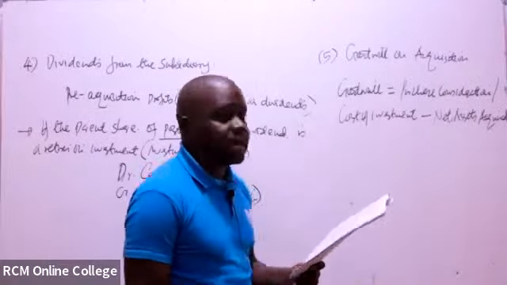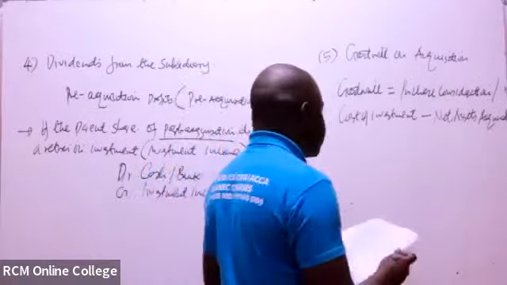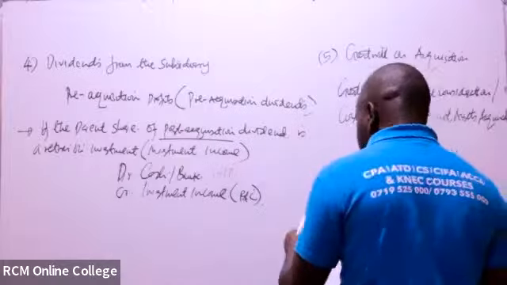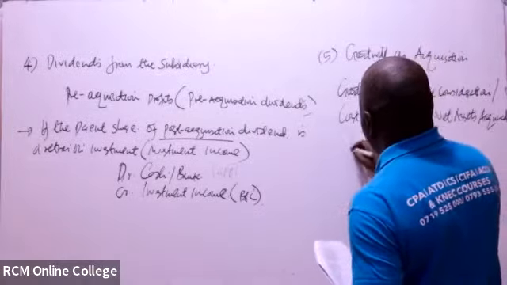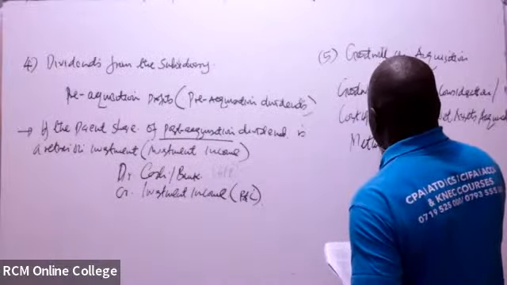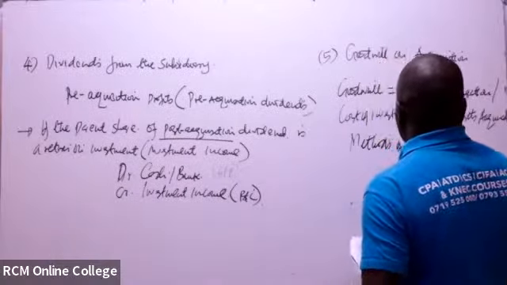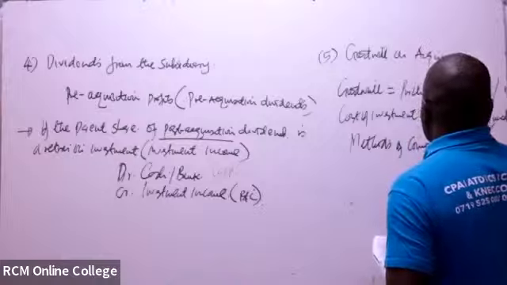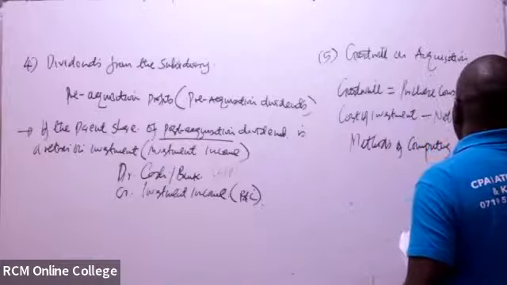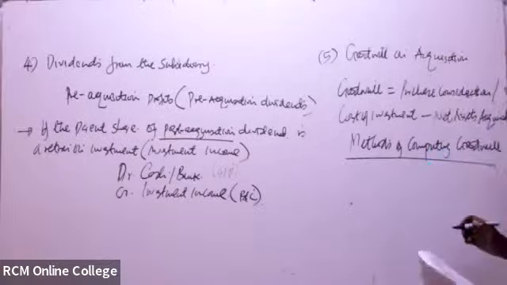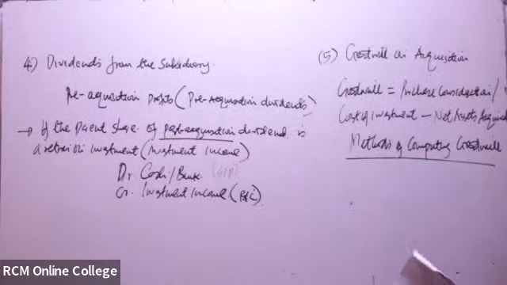So this is the general formula. Now you can write methods of computing goodwill. There are two major methods.